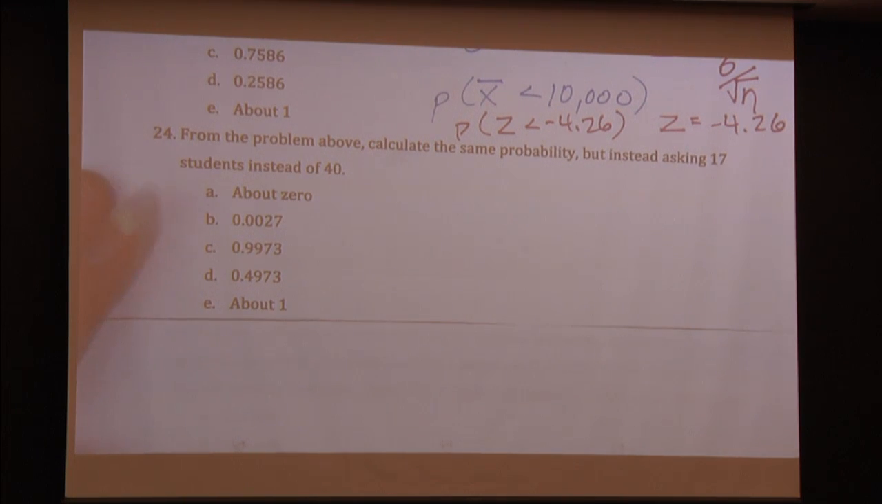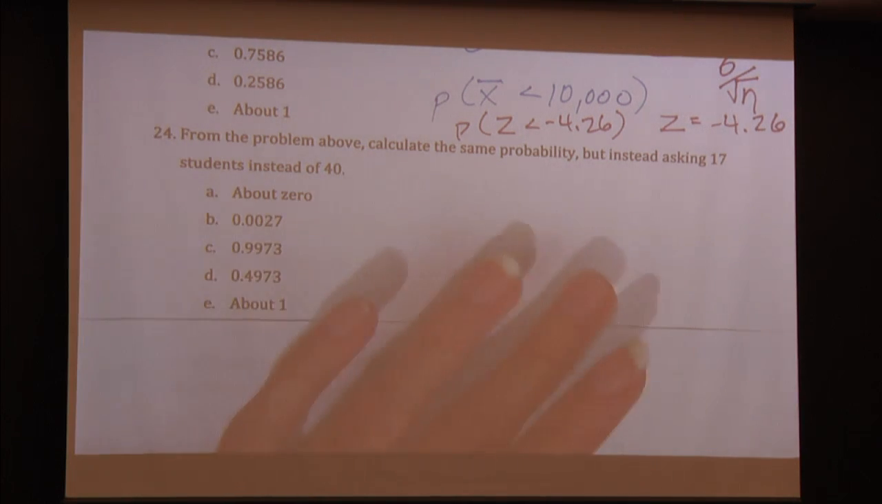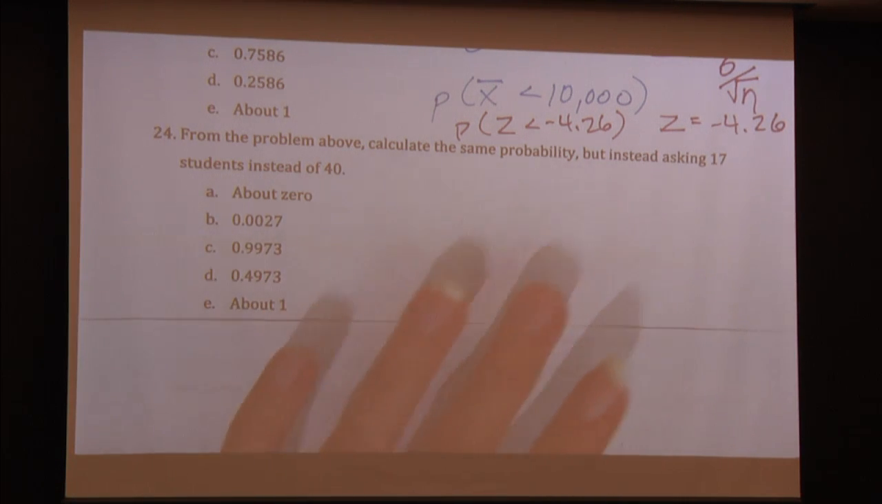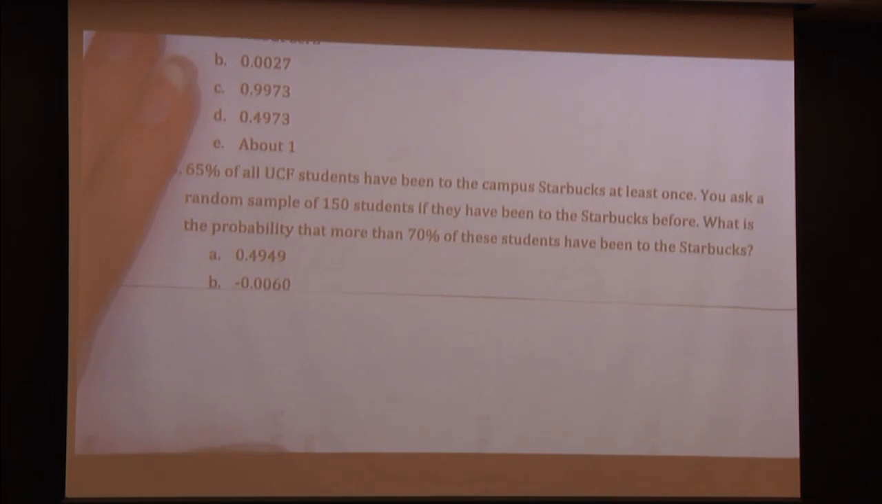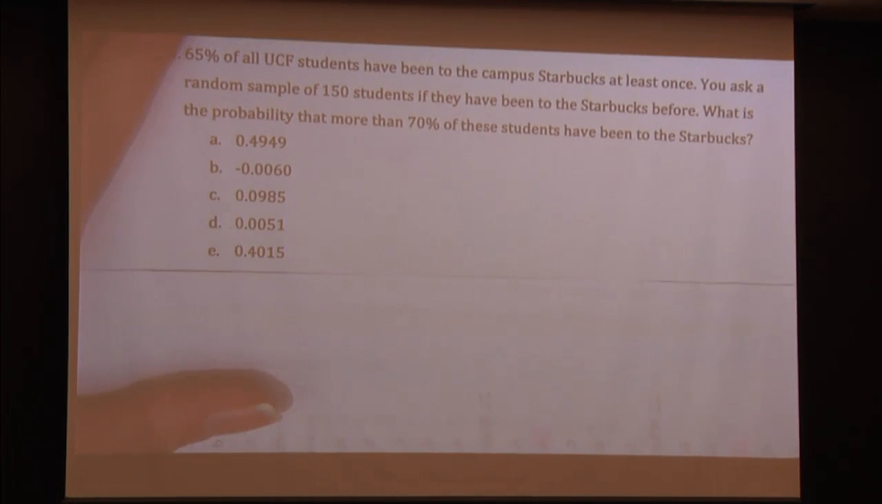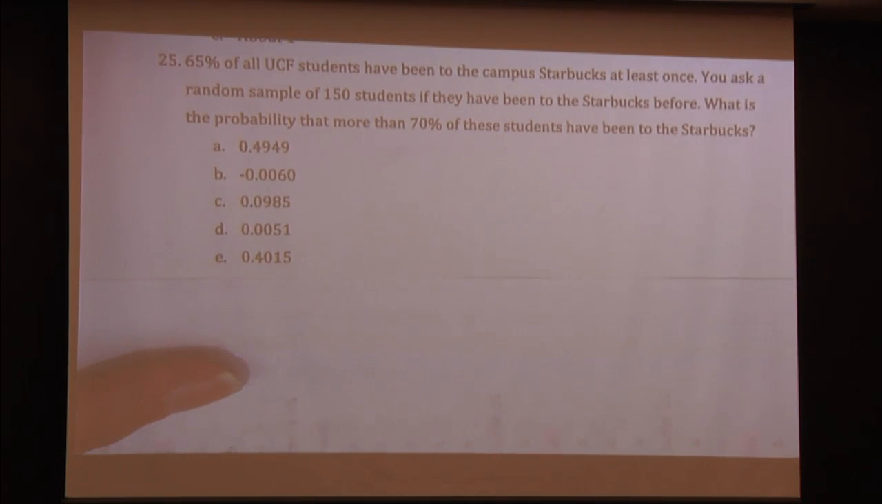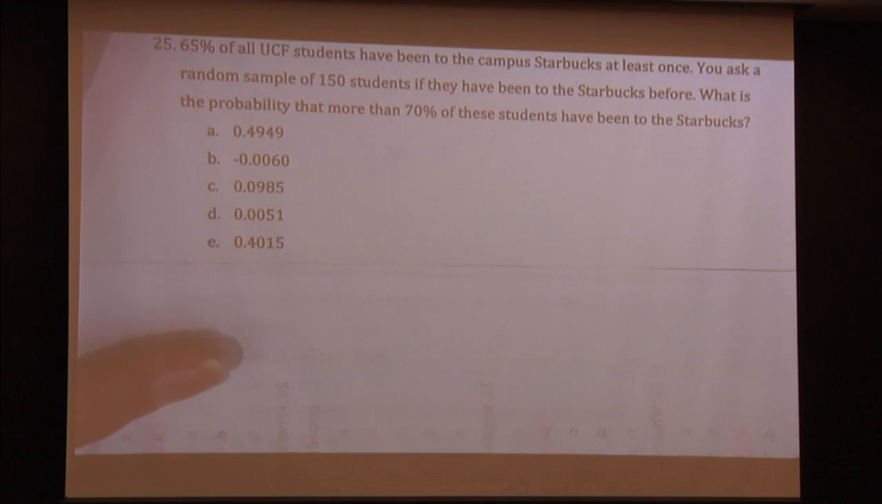So here is a problem for you guys to try later, and it's doing the same calculation, but we're just shifting the n value down to 17. Again, I'll upload the key for this afterwards, so you can try that one. So now we're going to look back at proportions and probability.